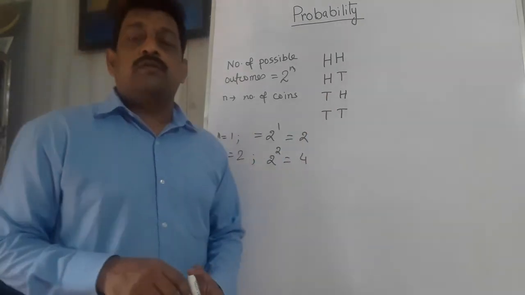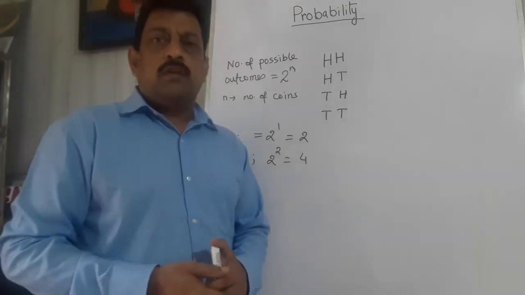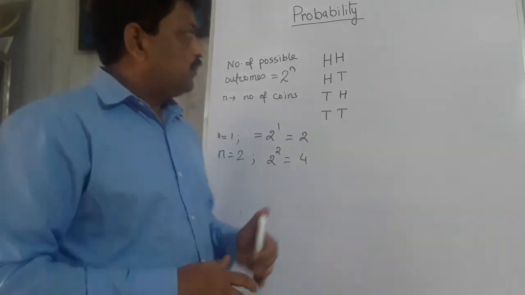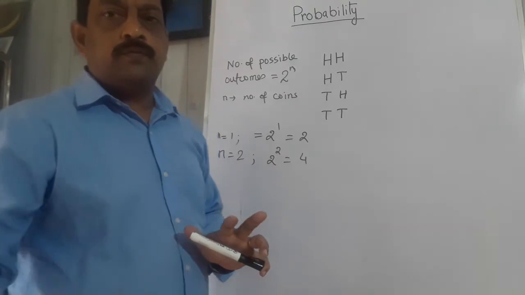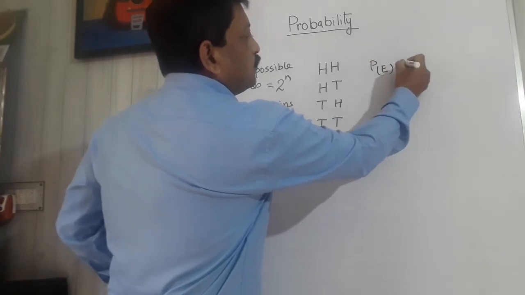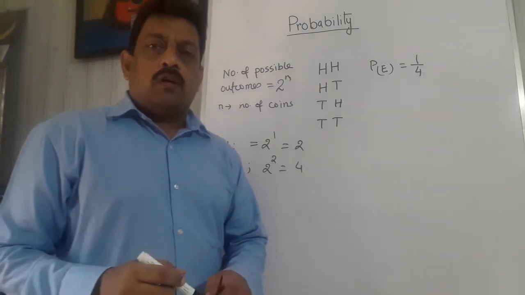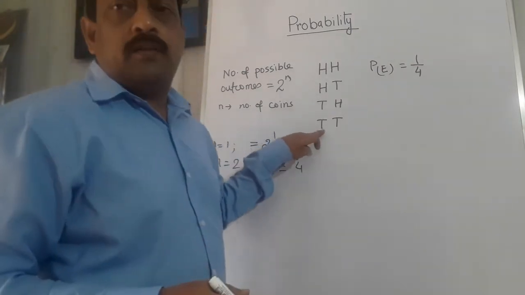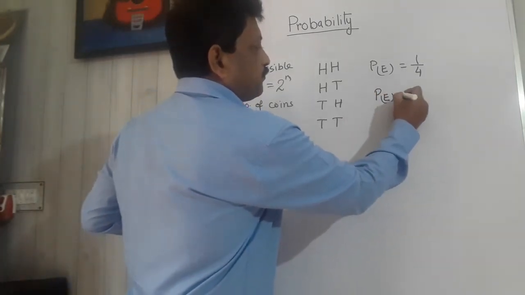Now there are several questions related to these two coins. For example, the question may be asked, what is the probability of getting only head? So see, there is only one outcome which contains only head. So the probability P(E) will be 1 upon 4. Similarly, if the question is what is the probability of getting tails? There is only one case where there are tails only, so here also the probability will be 1 upon 4.